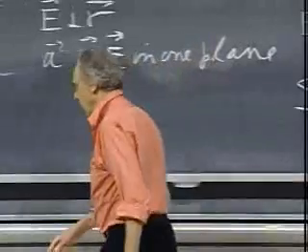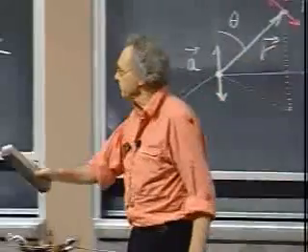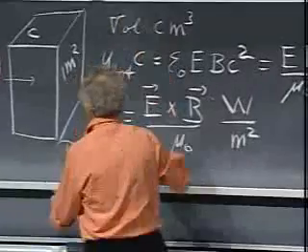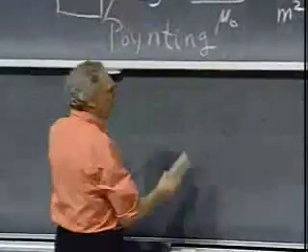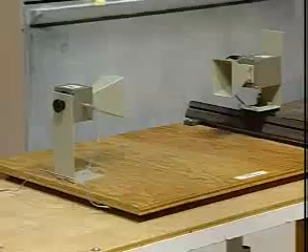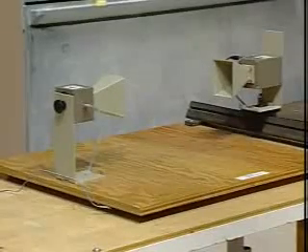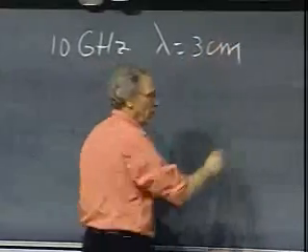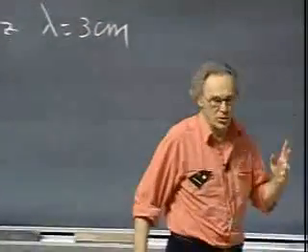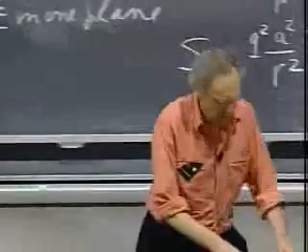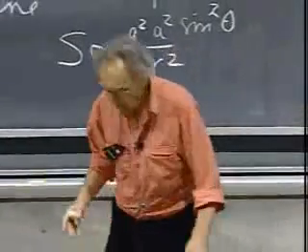demonstrations. I have here a transmitter which transmits at 10 gigahertz. That is a wavelength of 3 centimeters. You wouldn't call that radio, you would call that radar, but that's just a matter of names. And we have also a receiver. We have a transmitter and we have a receiver.